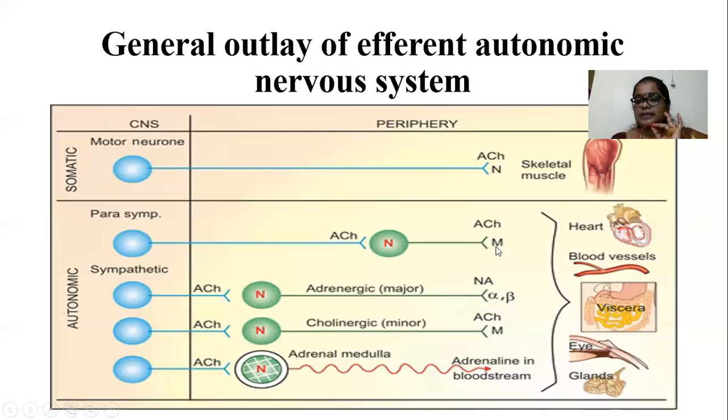Okay, so these muscarinic receptors are present on the heart and blood vessels. This next part is information about the parasympathetic efferent autonomic nervous system.